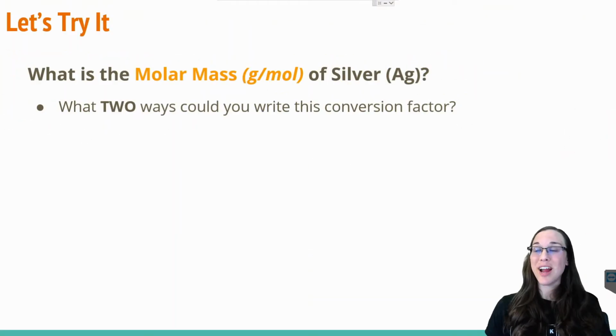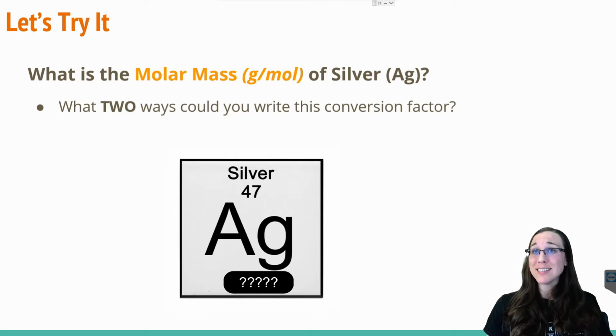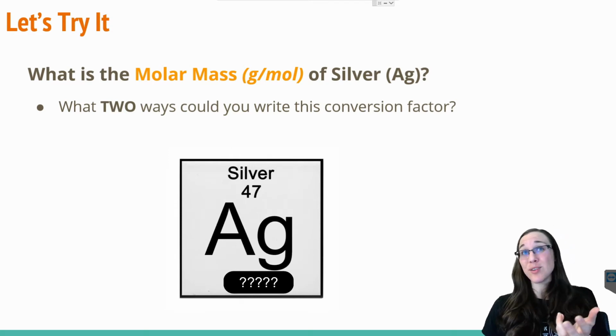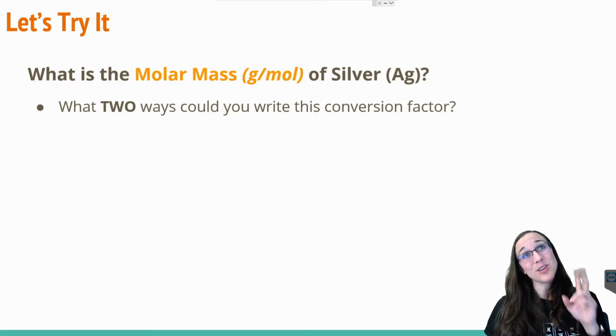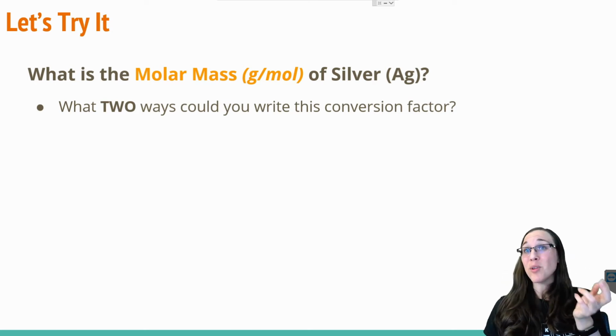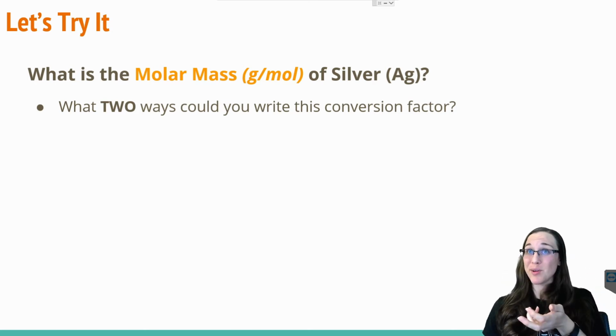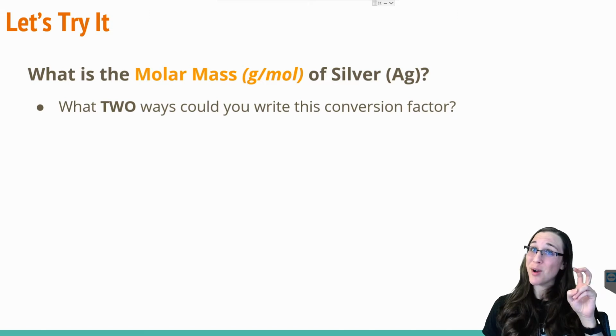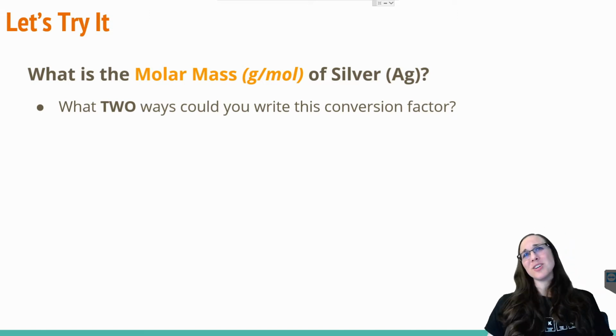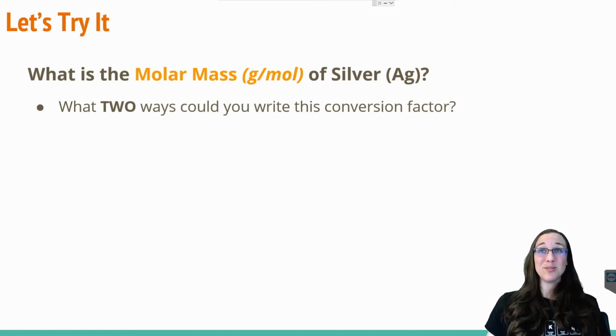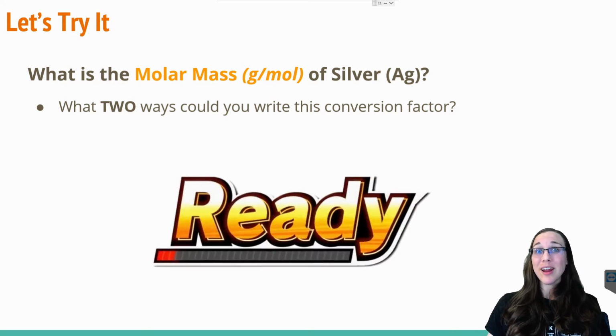So let's give it a try. Go ahead and pull out a periodic table or look one up online and figure out what the molar mass in grams per mole of silver is. Make sure you write down this conversion factor of molar mass. A number over another number can always be written as a domino or conversion factor. Make sure you write down the 2 different ways you could write out that conversion factor. Ready? Go!